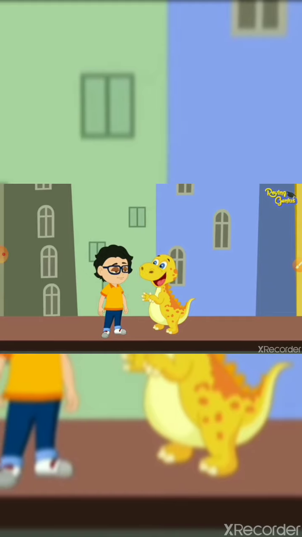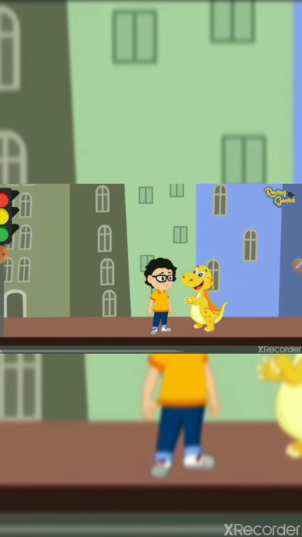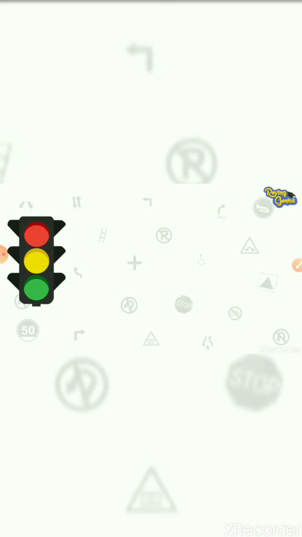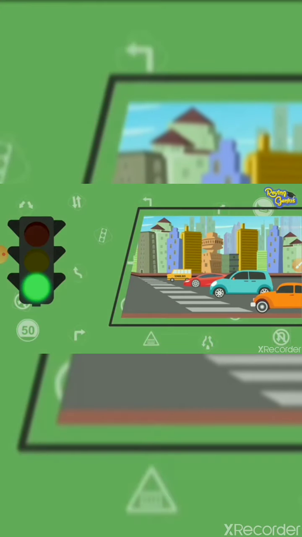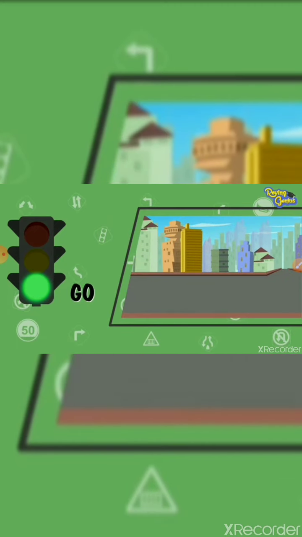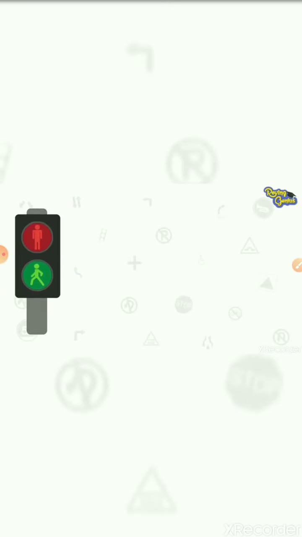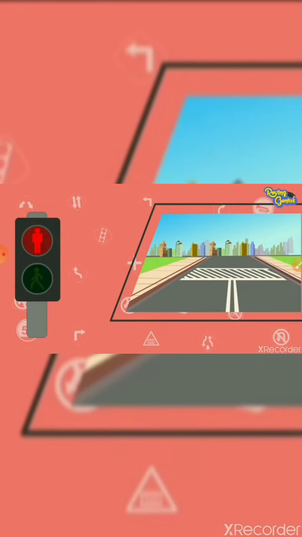The most important part of the traffic rules is the traffic light. Traffic light guides people when to stop or slow down or proceed their vehicles. The traffic light consists of 3 colors. Red means stop. Green means go. And yellow means slow down your vehicle. Also, there is a signal for people crossing the road. Red man sign on the signal means stop. Green man sign on the signal means go.